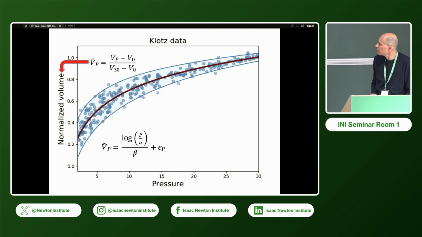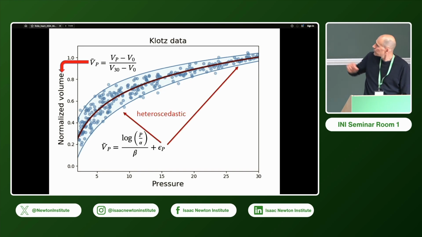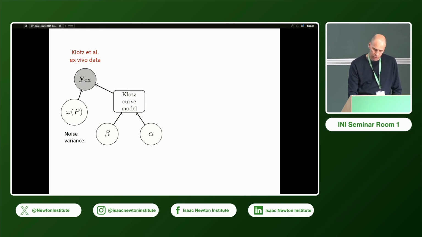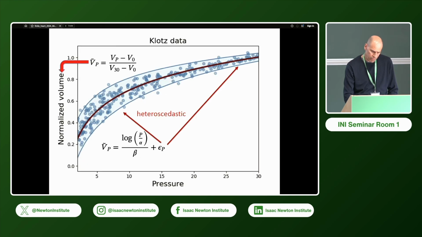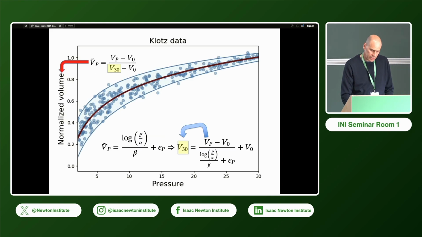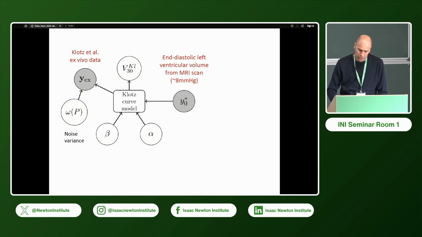In the more conventional form, the independent variable is on the horizontal axis, which turns the exponential form into a log form. We want to allow for the heteroscedasticity that we see in the data from their paper. And so the model is defined by the Klotz curve that comes from their empirical law, having 2 parameters. These were the 2 parameters of the exponential curve. And we have a variance that is a low-order polynomial of the pressure. And then we can use that, interestingly, by getting back to the original volume at the reference pressure of 30 millimeters of mercury, just a simple transformation. That means our model can now predict the volume at 30 millimeters of mercury.